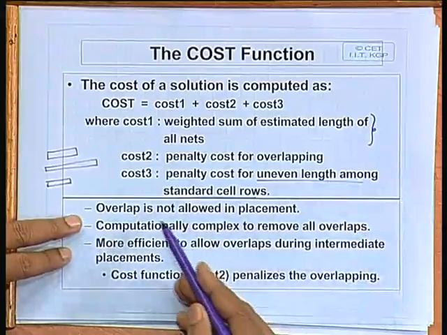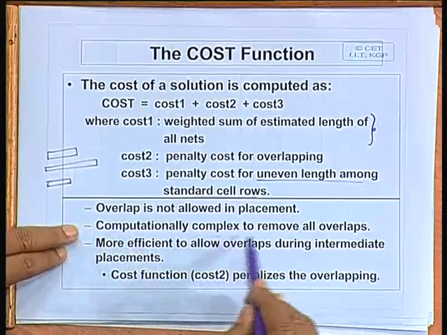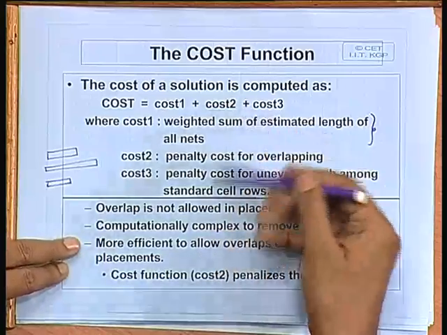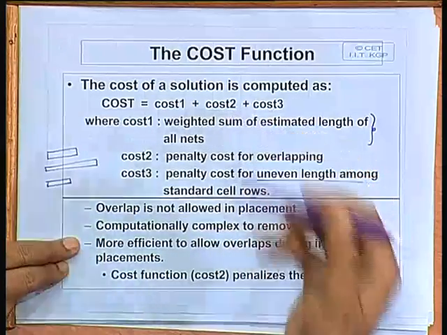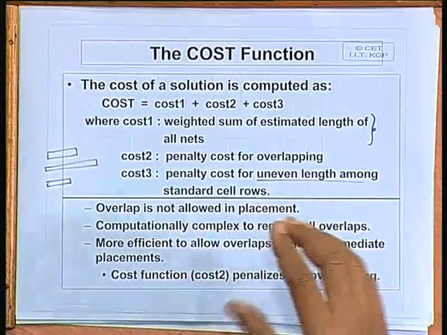So, here as I had mentioned, overlap is not allowed in placement, but it is computationally complex to remove all overlaps. So, we allow overlaps to occur, but we incorporate this in the cost function, so that most likely with respect to the cost we will be moving towards a better solution which will remove that overlap. Okay.